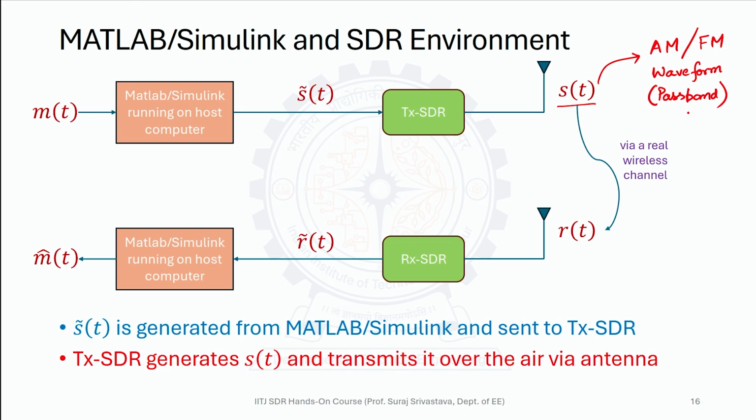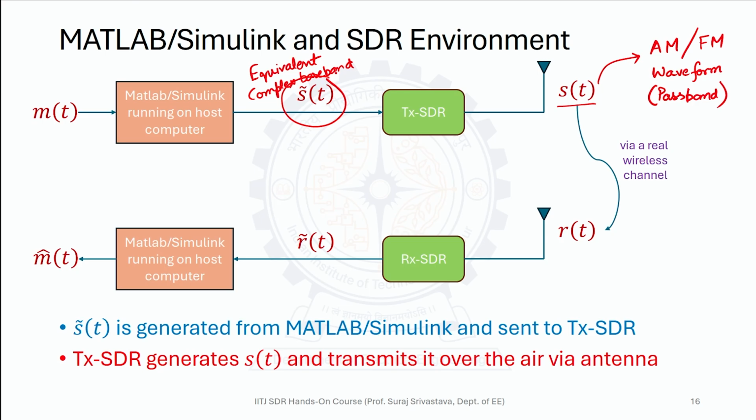This is the final passband waveform which the transmit SDR will transmit. Now, in order to generate this waveform S(t) from the transmit SDR, the MATLAB Simulink model generates another, an equivalent complex baseband waveform for the corresponding signal.